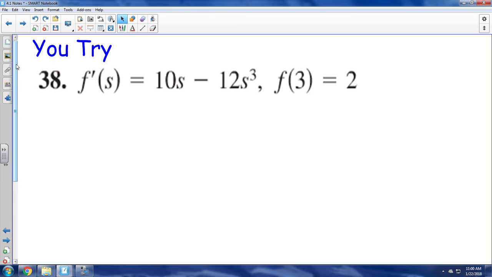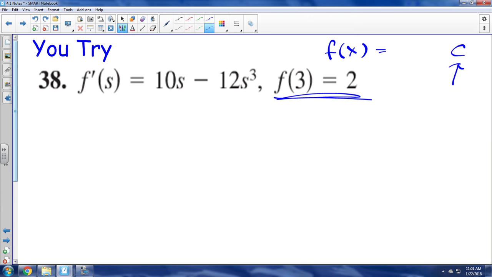So you tried this problem. Take a second. It looks like they gave you a derivative, so find the antiderivative, and then use this in your antiderivative. And then I want you to have what your antiderivative equals, but instead of a c here, I want you to tell me what that's going to be. Okay? So pause, give it a shot, and then I'll show you the answer.